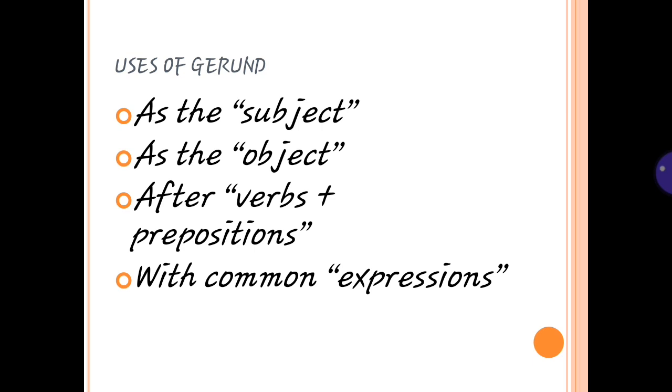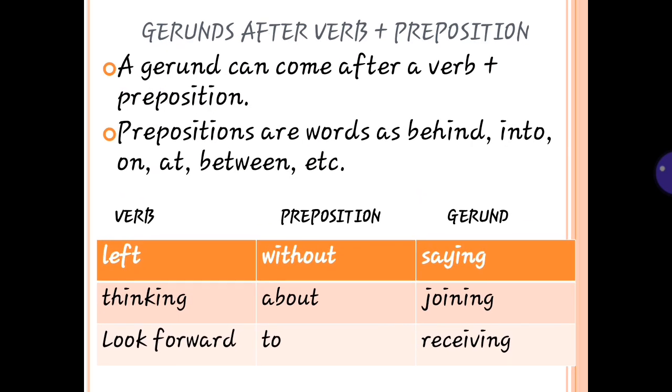So if you still have this in mind, now let's look at it. Last week, in our first class, we looked at subject and object. Now we're looking at gerunds coming after verbs and prepositions and of course with common expressions. A gerund can come after a verb plus a preposition. You know your prepositions, words that tell us the relationship between two or more nouns in a sentence.